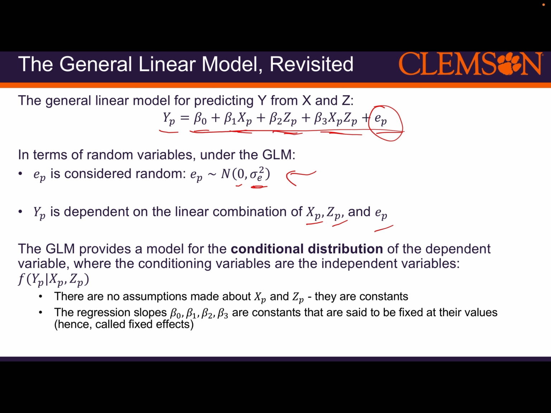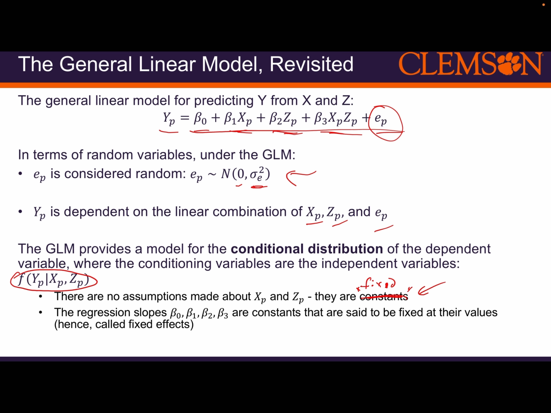The general linear model provides a model for the conditional distribution of the dependent variable y, where the conditioning variables are the independent variables, right? So what we're coming up with is a distribution of y given x and z. And the fact that they're given, they are constants. Now I've put constants in here. They're not really constants. Constants would just be one number. They are fixed, right? They're sort of just assumed to exist.